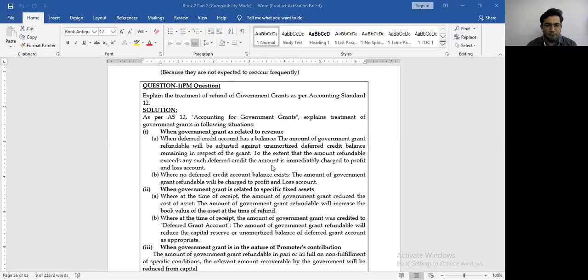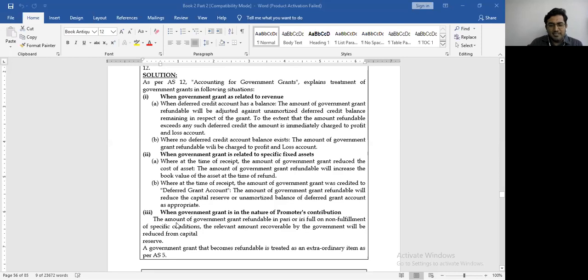Okay, so what happens in the capital approach? We will increase the cost of the asset. See, that is what they've written. The amount of government grant refundable will increase the book value of the asset at the time of refund. Okay, when at the time of receipt the amount of government grant was credited to deferred grant account, the amount of government grant refundable will be reduced from the capital reserve if it is for a non-depreciable asset, or unamortized balance of deferred grant account if it is for a depreciable asset, as appropriate.